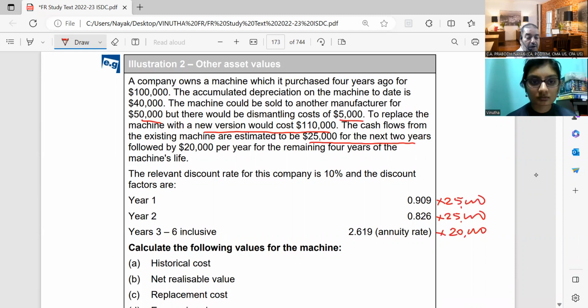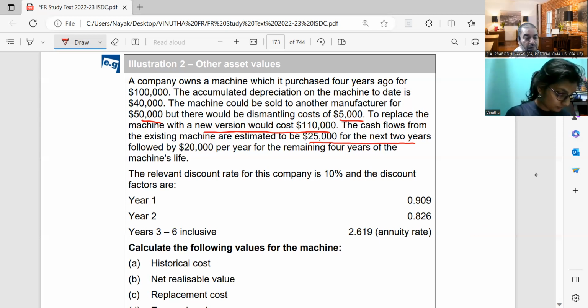The relevant discount rate for the company is 10%, and the discount rates are given to you in the question. Normally, they are given to you. If not, you have to refer to the annuity table, and from there, you will have to calculate the discounting rate. And you must have done financial management, so you are aware of how to refer to the annuity table and get the values from there. You have to take it up to 3 decimals. So year 1, they have given, year 2, they have given, and years 3 to 6, they have given. You are asked to calculate the following values for the machine.